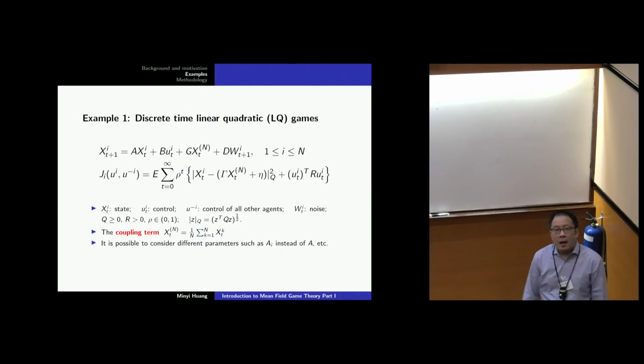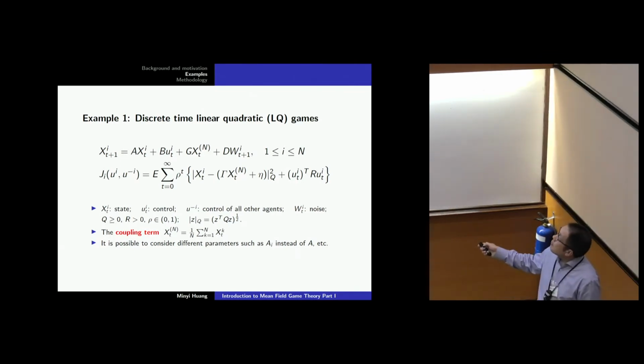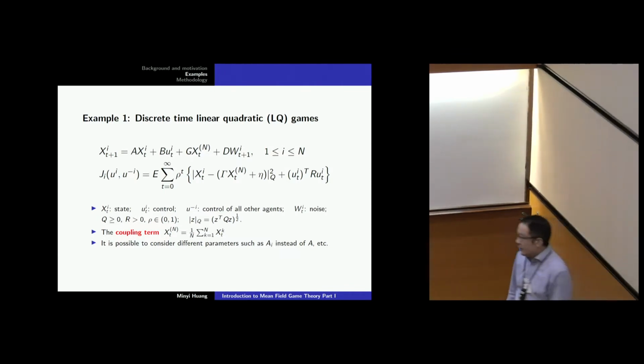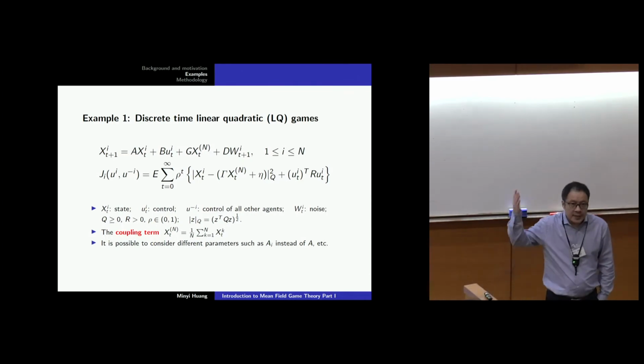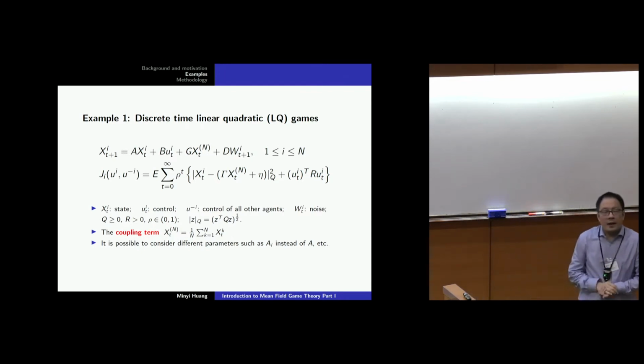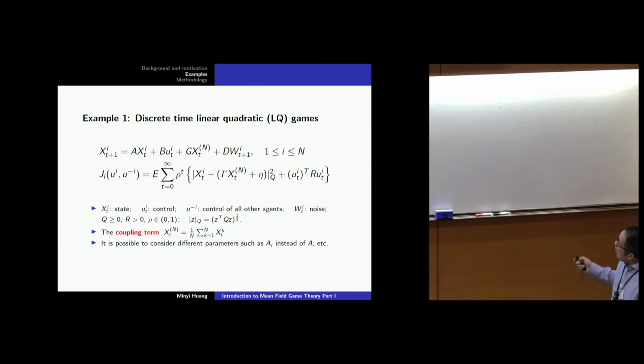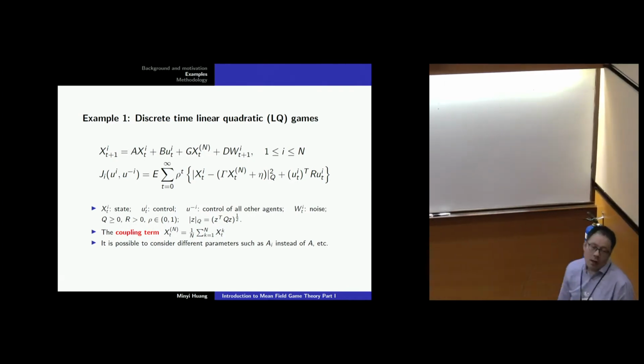Now I would use this as the first example. The reason is that in control theory, there is a tradition to work on linear quadratic problems. The reason is that by using this cost structure, you can get a very nice closed form solution. You can use it for optimal control problem and also for filtering problems. So there already existed a very long tradition of considering linear quadratic models. That's why I use this as the first example to illustrate the idea of modeling.